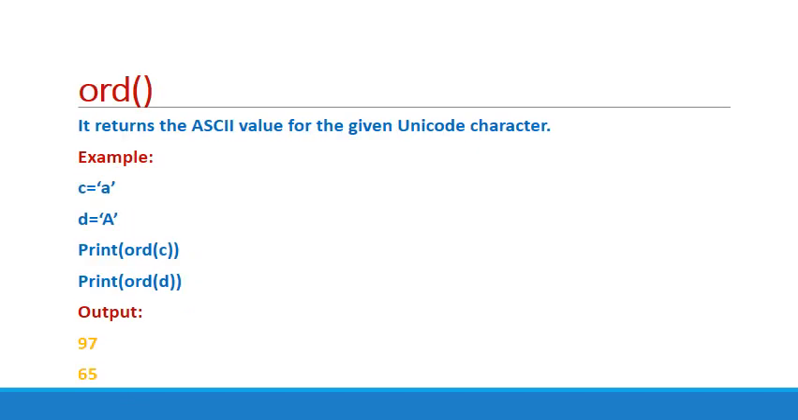Next, ORD function. This function returns the ASCII value for the given Unicode character. So the ASCII value for small a is 97 and capital A is 65. So we will get this as output.